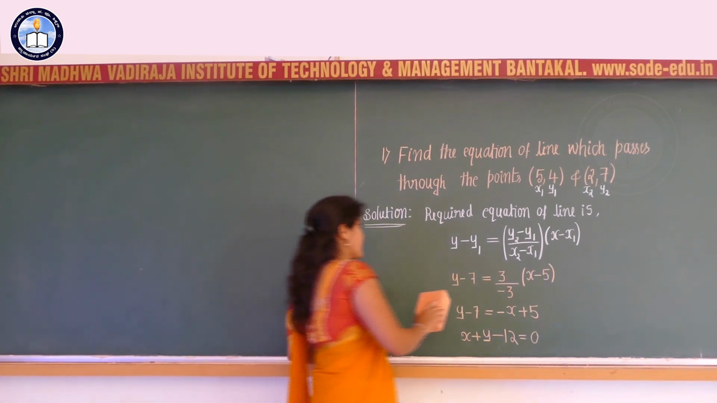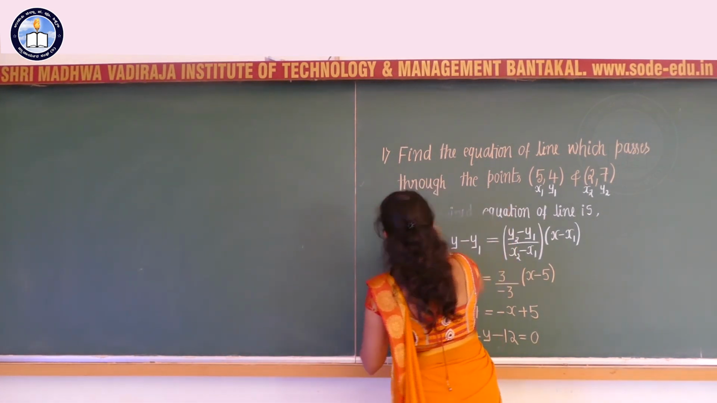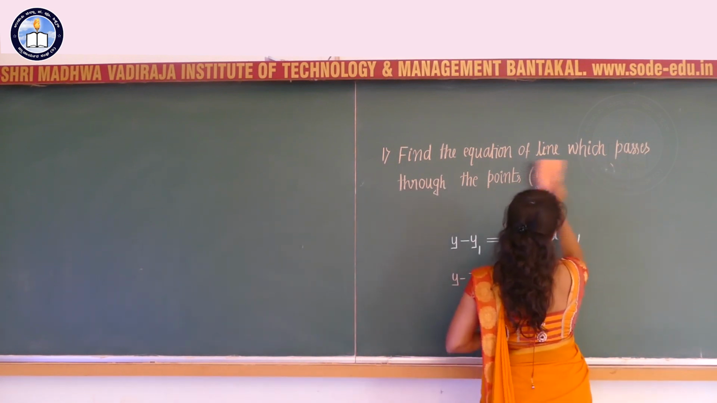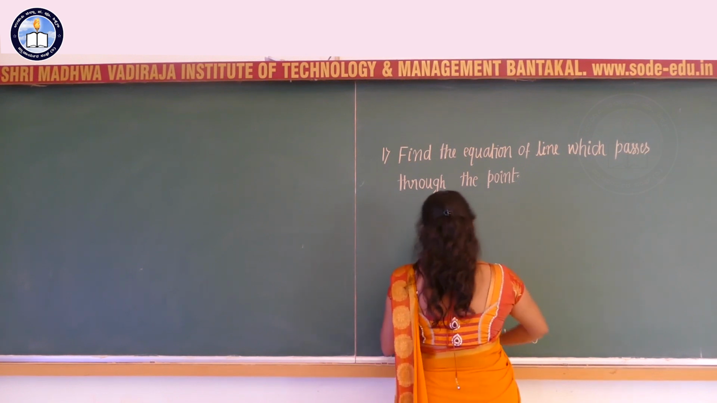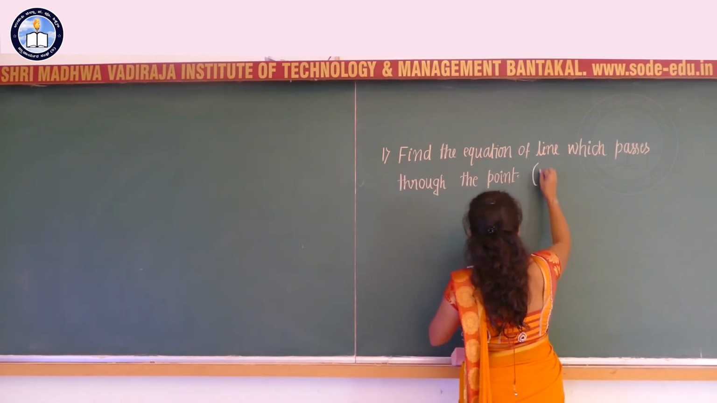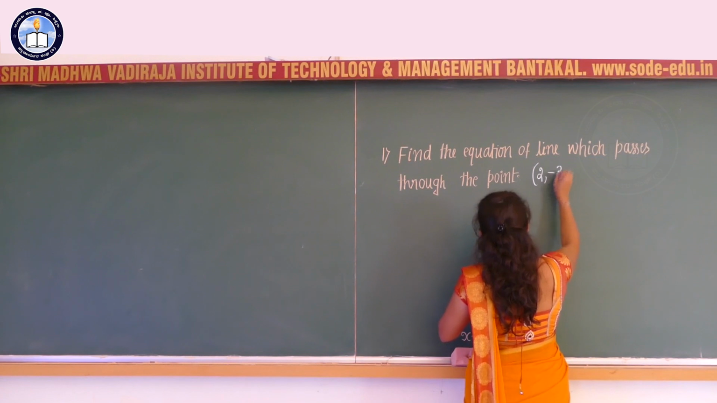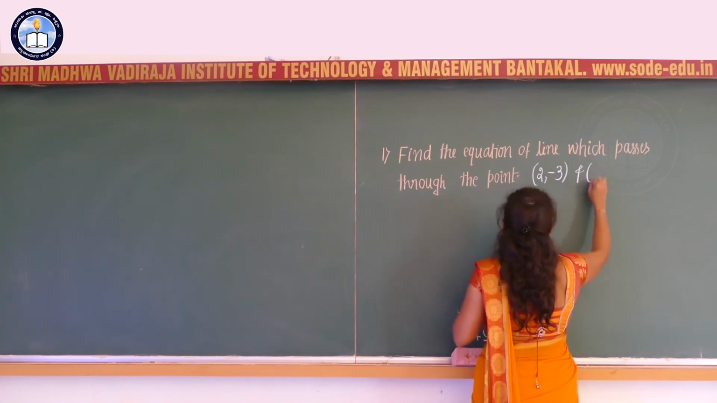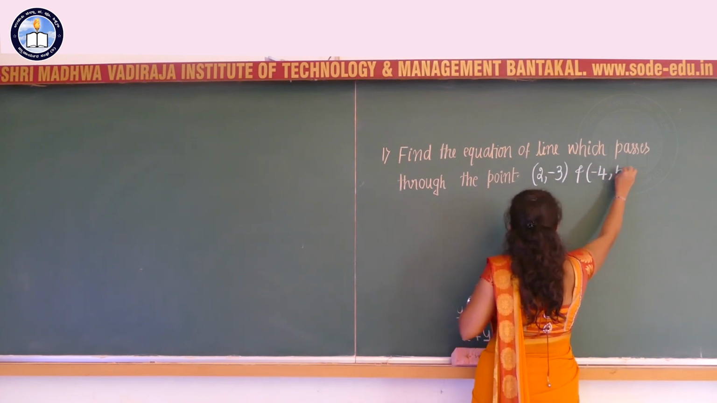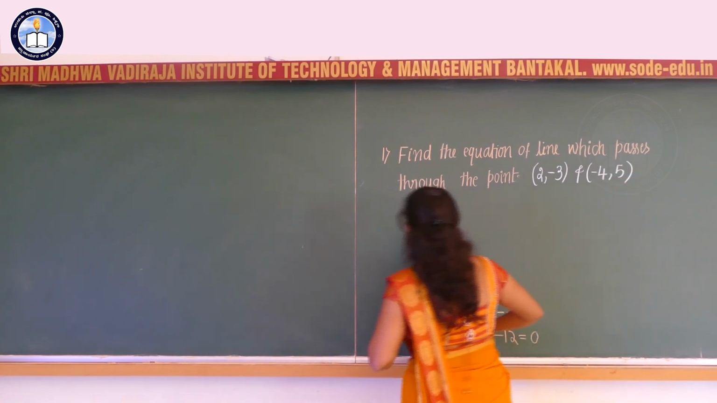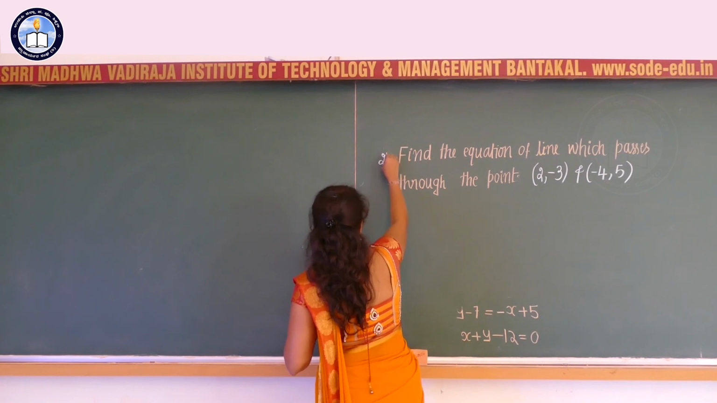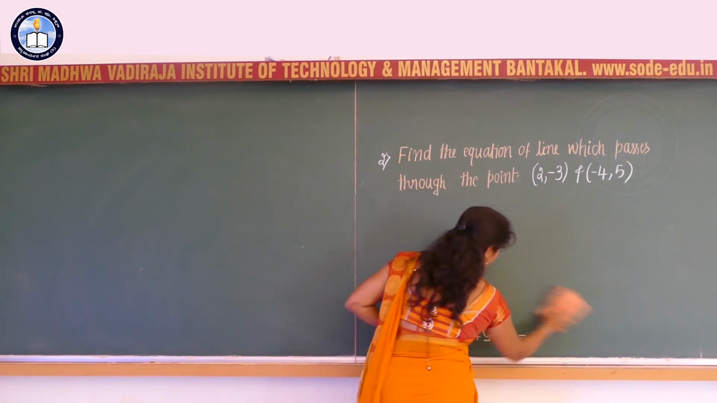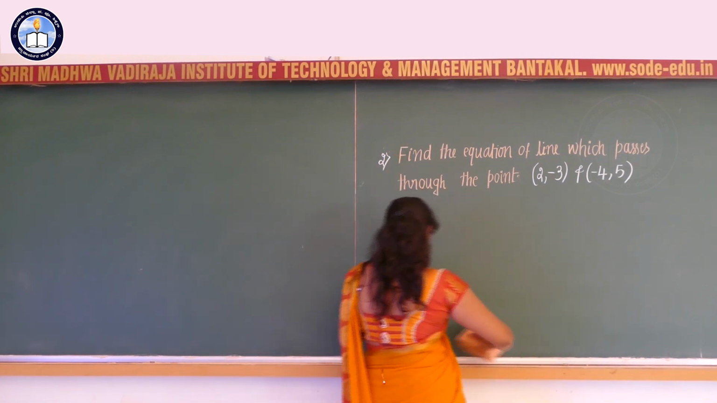For this, you are going to write the solution by yourself. Find the equation of the line which passes through the points, ordered pair 2, minus 3 and ordered pair minus 4, 5. Write the solution for this question, that is the second question. Find the equation of the line which passes through the points 2, minus 3 and minus 4, 5.